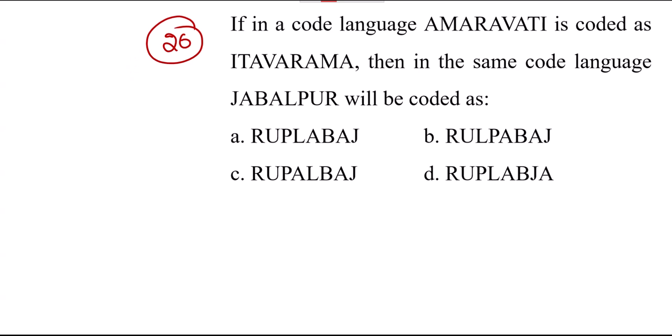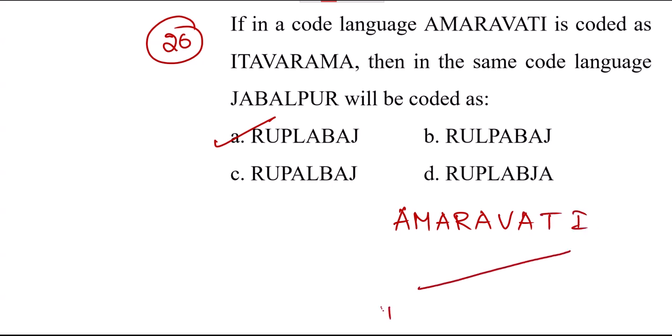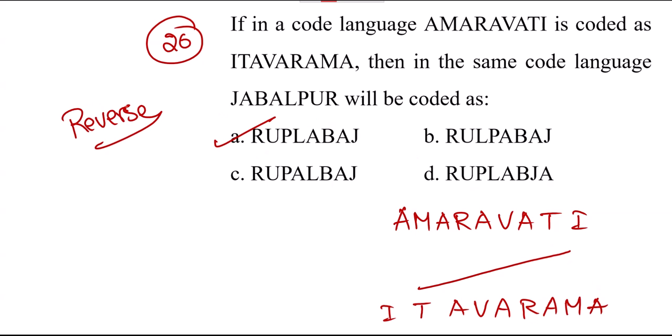So option A, reverse. So Amaravati, right, from back to front. The written reverse: ITAVARAMA. Right. So we have to write this back to front, reverse. Writing reverse back to front is what your answer is, simple, reverse.